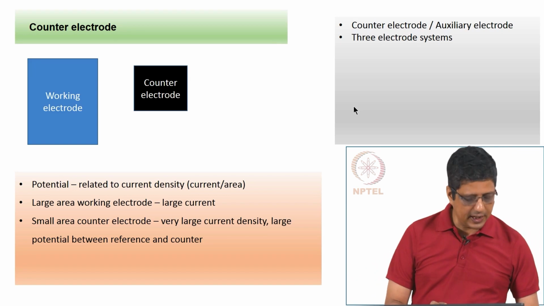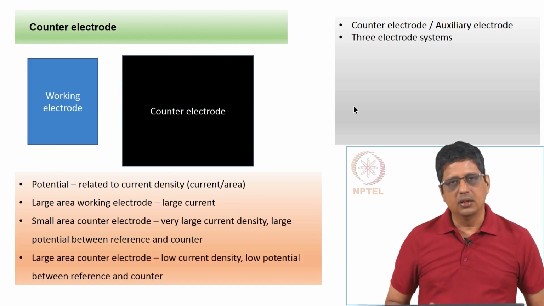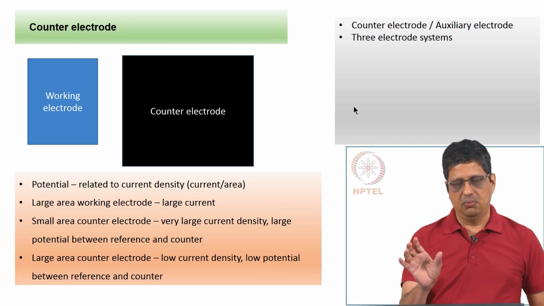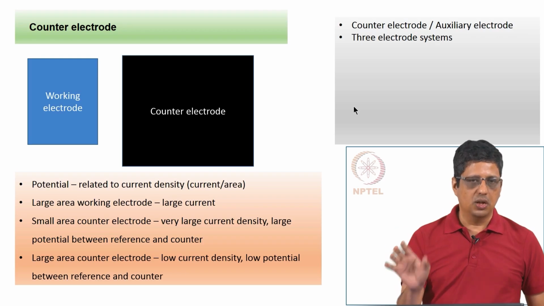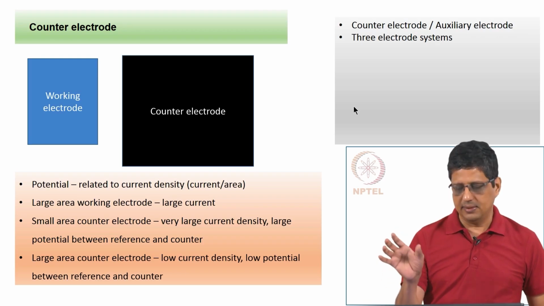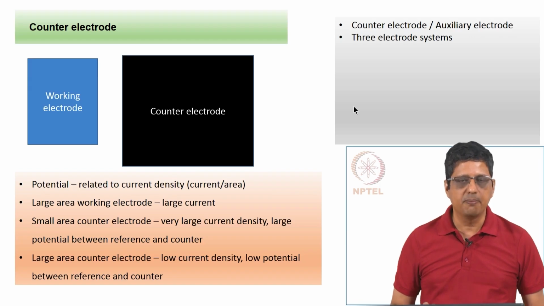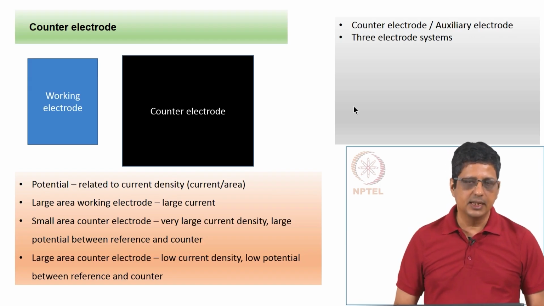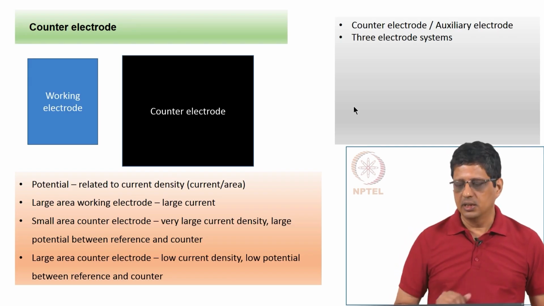So, it is better to have a large area counter electrode, then the load on the equipment, the potential on this counter electrode with respect to the reference electrode, and the load on the equipment will be less. So, what we end up doing is to use platinum mesh. Platinum because it is inert, mesh because it provides large area for a given geometric area.